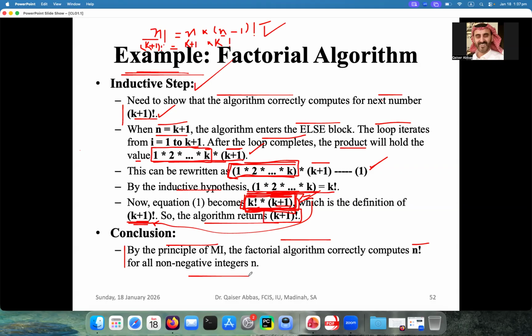This is the theory. I can give you the answer, okay: prove by mathematical induction that the following algorithm can correctly compute n factorial for all positive integers n, and I will give you that algorithm also.